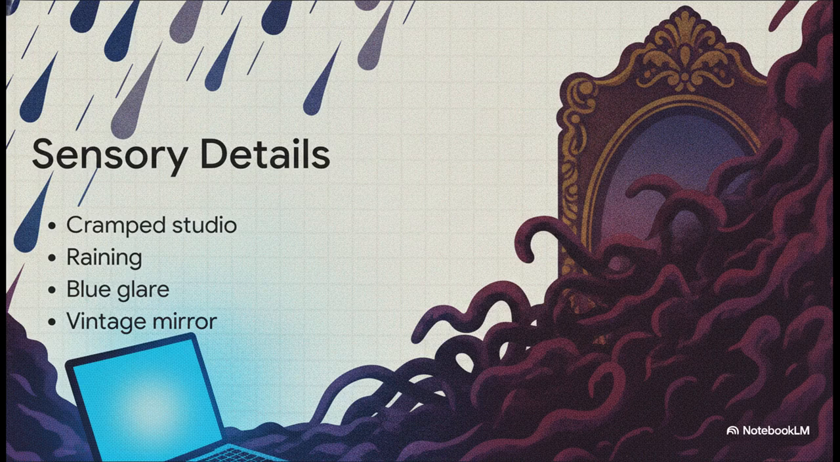The writer immediately boxes us into this atmosphere using some brilliant sensory details. We're dropped into a cramped, dimly lit studio. Outside, you've got rain actively slapping against the window pane, which gives us this really isolating soundscape. Inside, the primary light is just the harsh, unforgiving blue glare of a laptop screen. And then the focal point, a large vintage wall mirror mounted right behind her monitor. It reflects not just Elena, but the dark, empty hallway behind her. So before anything remotely scary even happens, the scene is suffocating. The tension is already dialed up.